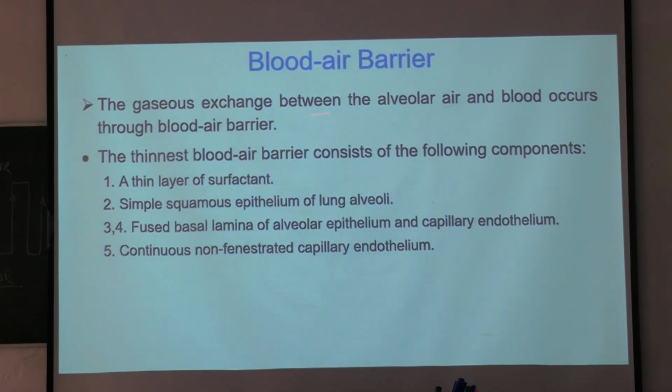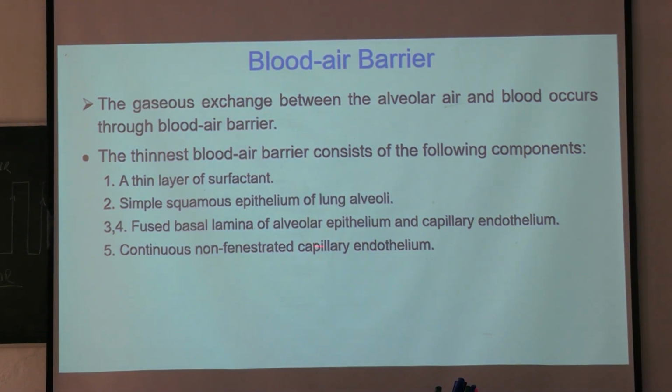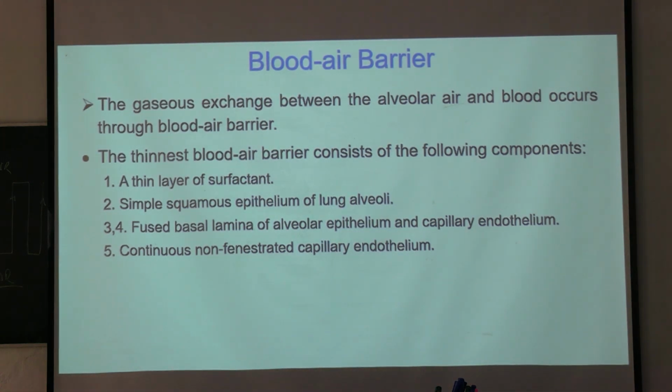The gaseous exchange between the alveolar air and blood occurs through the blood air barrier. The thinnest blood air barrier consists of the following components: a thin layer of surfactant, simple squamous epithelium of lung alveoli, third and fourth, the fused basal lamina of alveolar epithelium and capillary endothelium, and continuous non-fenestrated capillary endothelium. All these together form the blood air barrier.